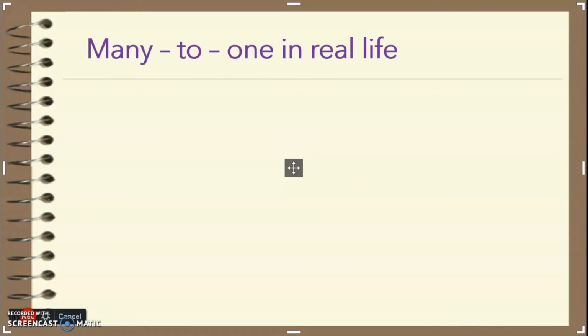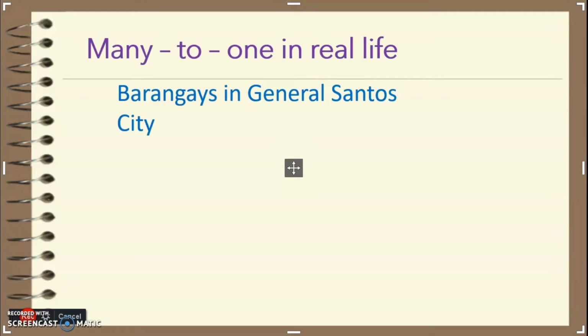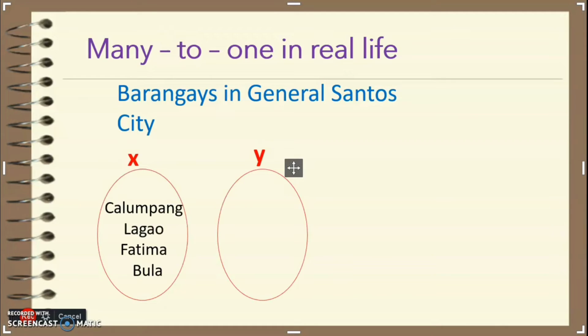Many-to-one in real life situations, we have barangays in General Santos City. We have Barangay Kalumpang, Nagaw, Fatima, Bula, paired with the city, General Santos City. Okay. So, ganito yung tatlo nating relations, type of relations. One-to-one, one-to-many, then many-to-one.